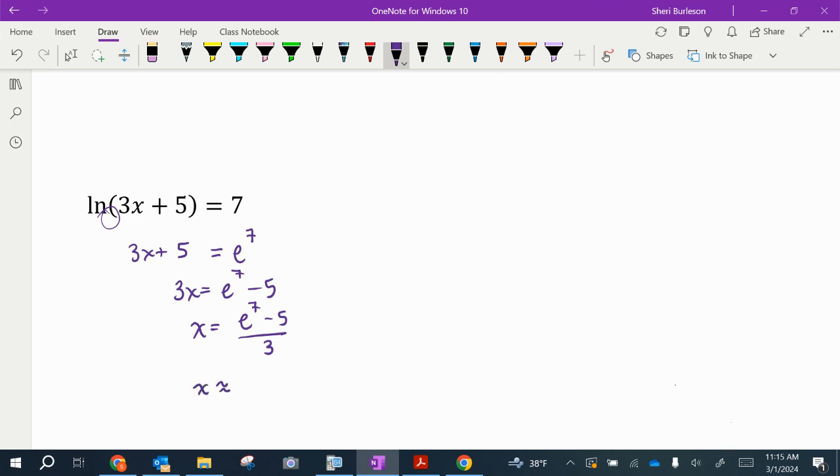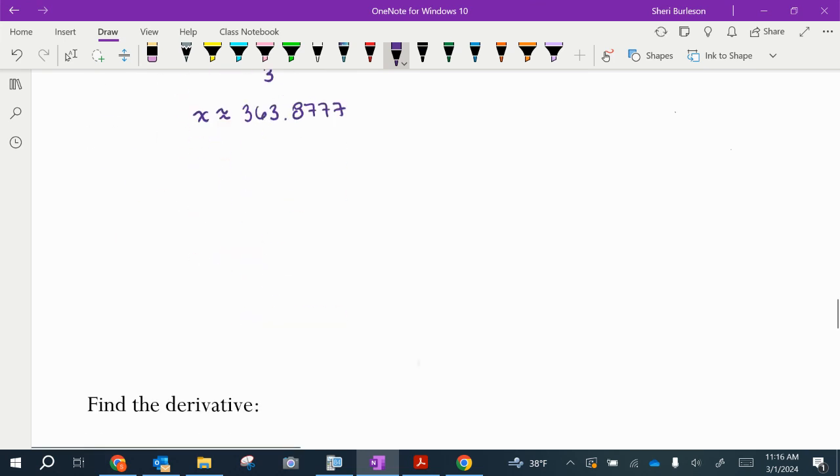And then I can approximate by plugging that into the calculator. When you plug this one into the calculator, if you don't make it a fraction, make sure you put the numerator in parentheses. Otherwise, the calculator will only divide the 5 by 3 and not the entire numerator. And when I type this into my calculator, I should get approximately 3.63.8 and a few sevens. So just a quick reminder of solving exponential and logarithmic equations.